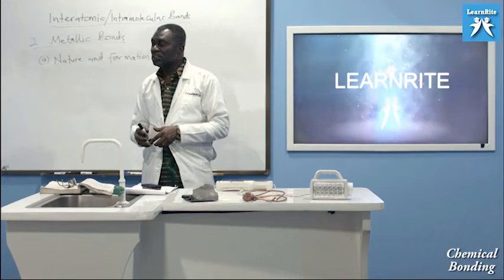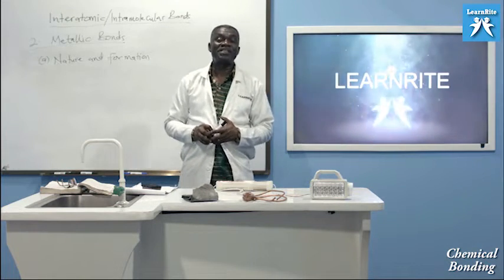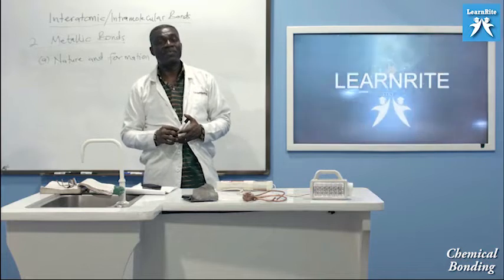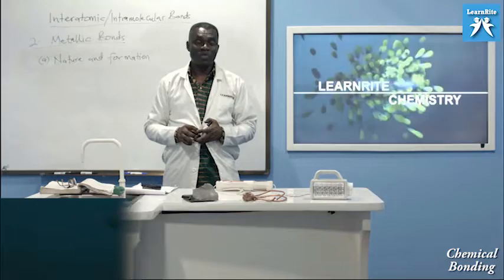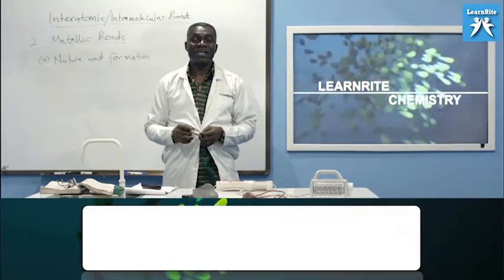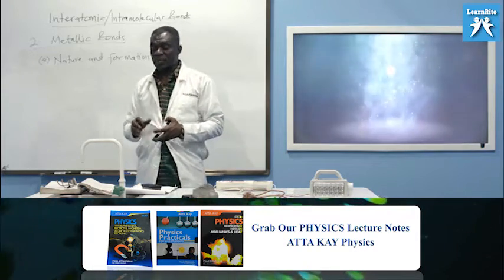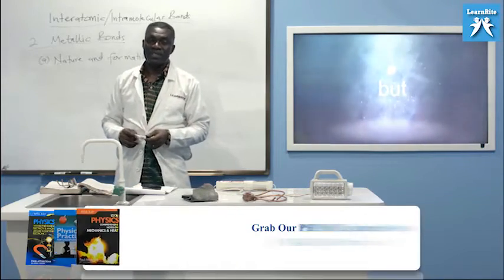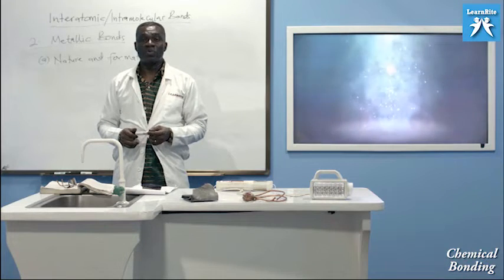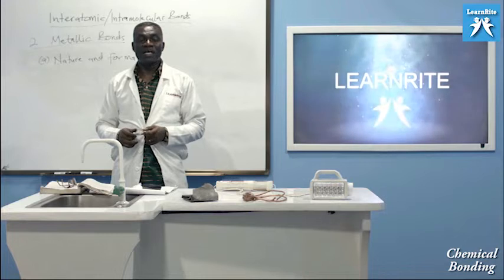Now today we are still on chemical bonding. We have talked about the two main types of chemical bonds that we have, the interatomic and the intermolecular. We discussed the various kinds of interatomic bonds, and we also listed the various types of intermolecular bonds. We started with interatomic bonds. The first type of interatomic bond, we said, is ionic bonding.